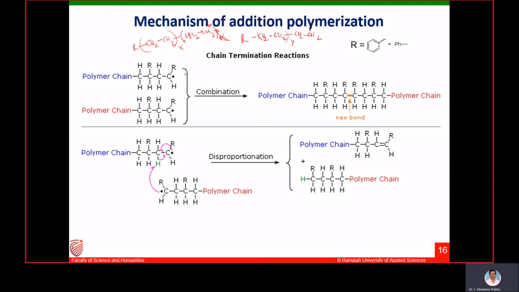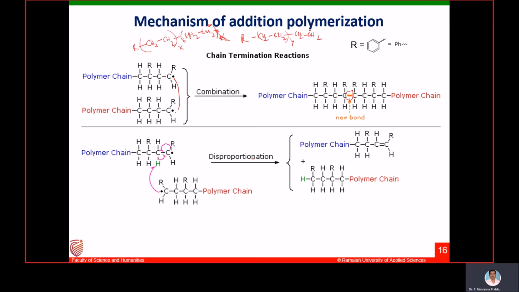Once sufficient chain growth has happened, sometimes two chains come together. Just this radical and this radical combine to make a new bond between these two carbons. Here you can see new bond formation is there. So a big polymer chain has formed. I've shown very few repeating units here. Actually, in reality, thousands of such repeating units will be there. This is one type of chain termination, happening by combination.